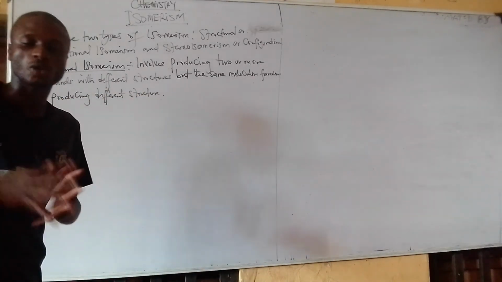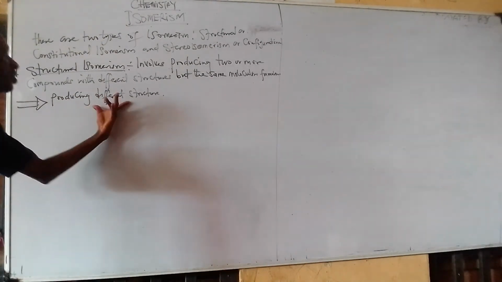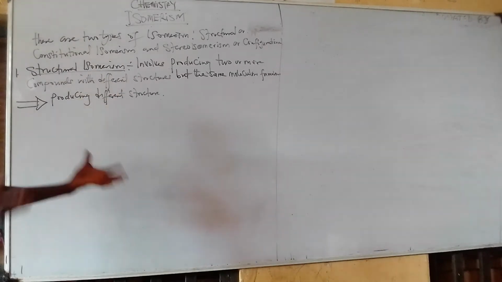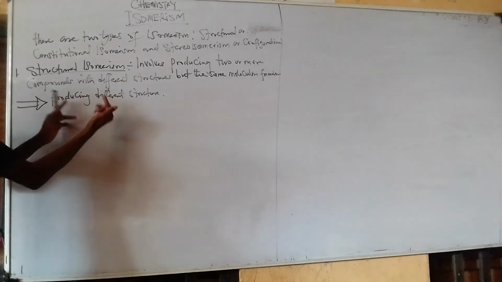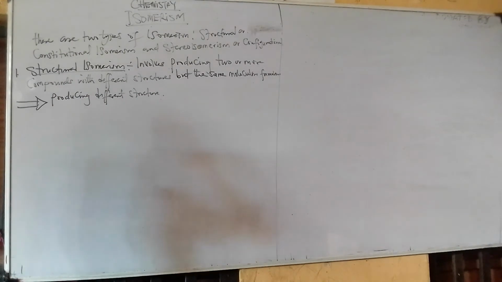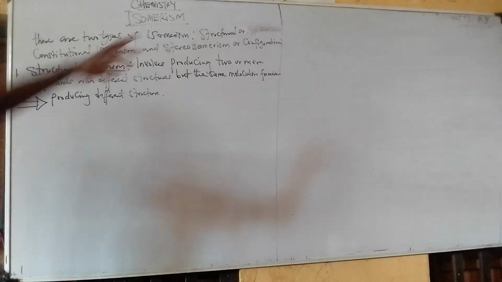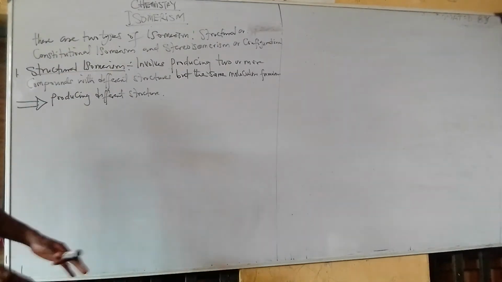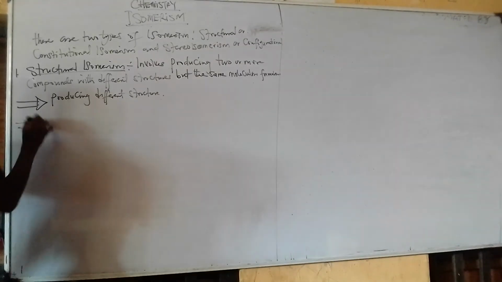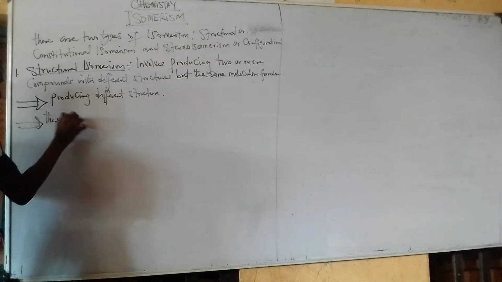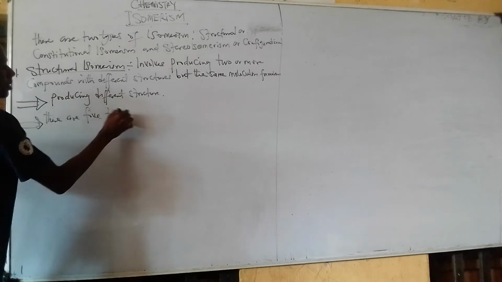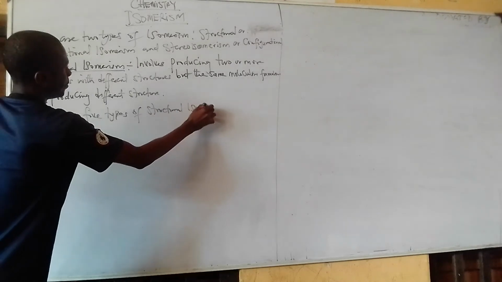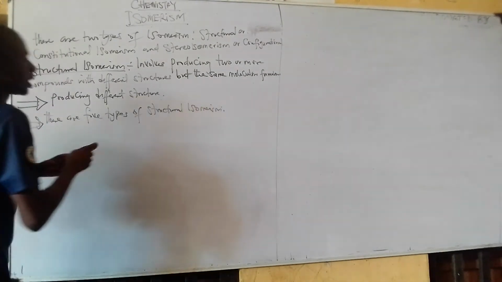Structural isomerism or constitutional isomerism involves producing different structures. Once you produce different structures, those are different compounds. They will have the same molecular formula, provided you did not add any element or atom in that structure. You just produce a different structure from the structure you have there already. That is structural isomerism. Now, there are 5 types of structural isomerism.